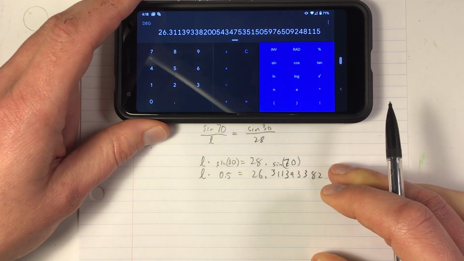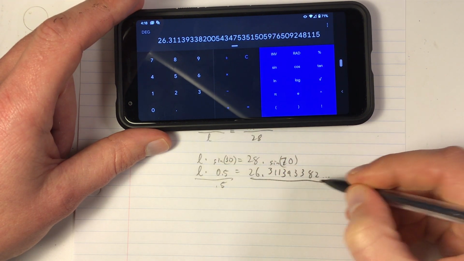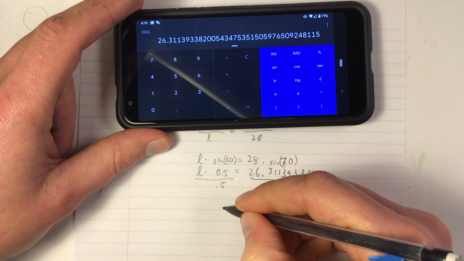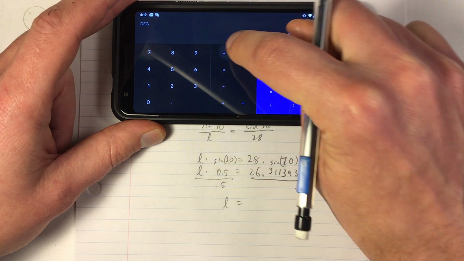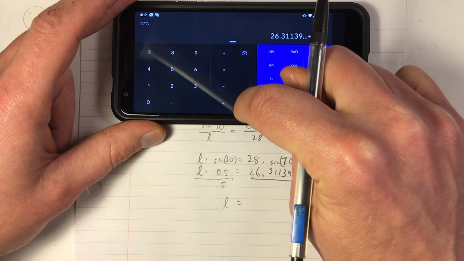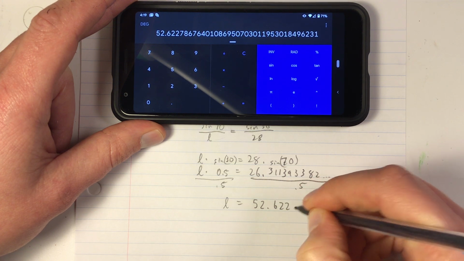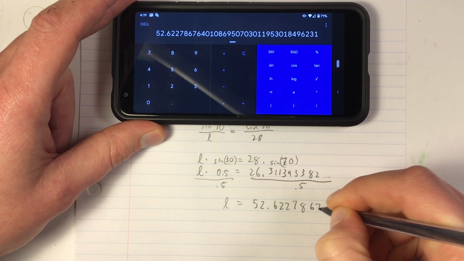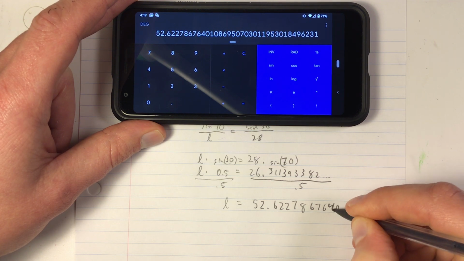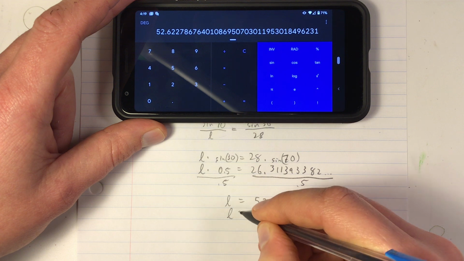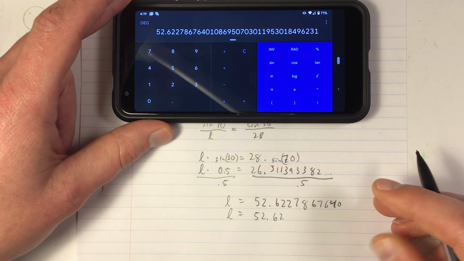And so then, how do I solve it? Divide both sides by 0.5. Take this, divide by 0.5, which will be the same as doubling it, and we get 52.6227867, and we'll just stop there. L is approximately, we'll call it 52.62. There we go.